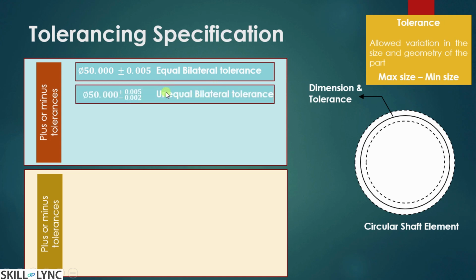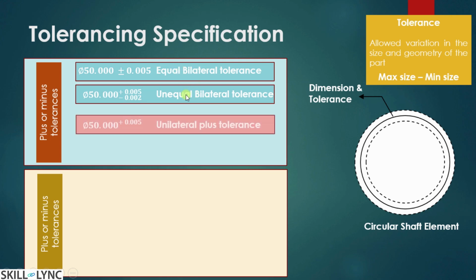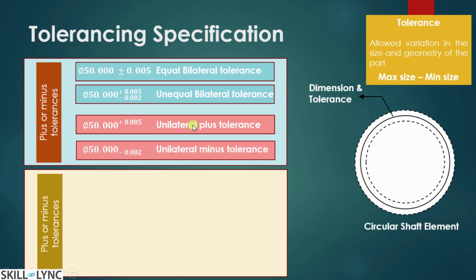The next way is the unequal bilateral tolerance. That is, you specify two-sided tolerance, but they are not equal. On the upper side it can vary until 5 microns, and on the lower side only until 2 microns. So this is bilateral tolerance split into equal and unequal. Next we have unilateral tolerance. Unilateral tolerance means that you allow the variation on only one side, either the maximum or the minimum side. If it lies on the maximum side, it's a unilateral plus tolerance, whereas if it lies on the minimum side, it's called a unilateral minus tolerance.